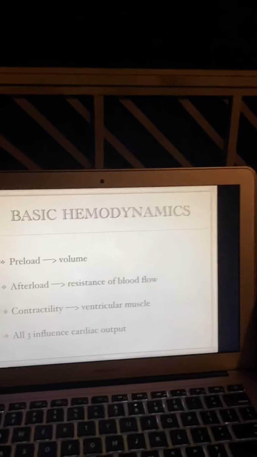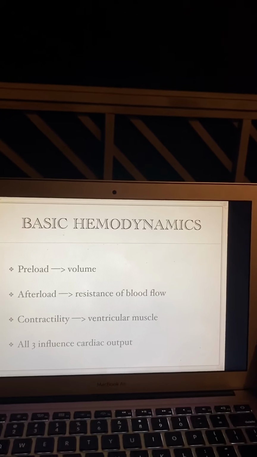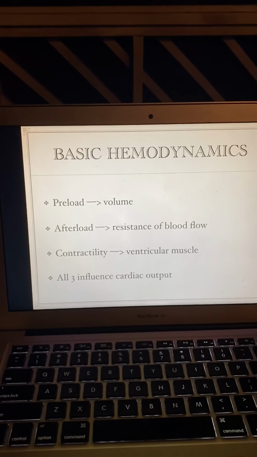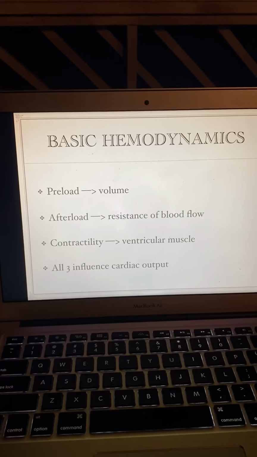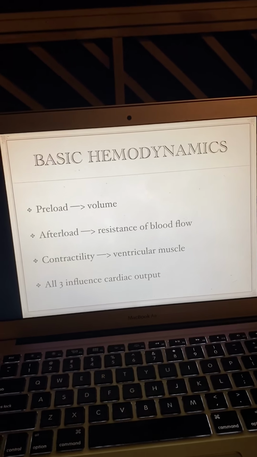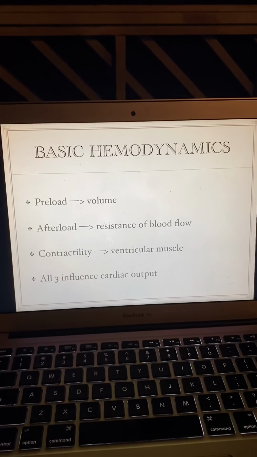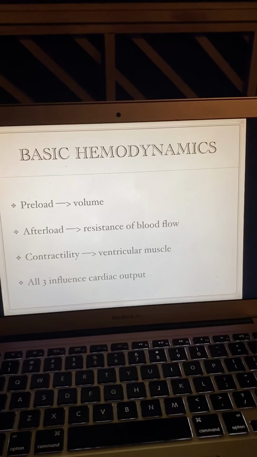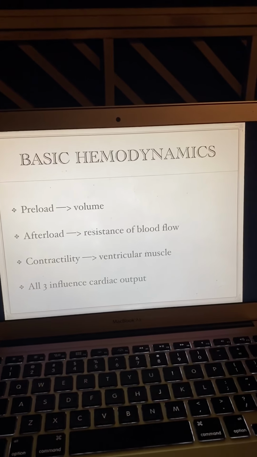Basics of hemodynamics include three influencers of the cardiac output, which is the preload, the volume, afterload, the resistance, and then the contractility, which is the ventricular muscle. So I always have to think about it as preload is going to be the filling of your heart. That's why we relate it to volume. So it's the filling of your heart in the right side of your heart.